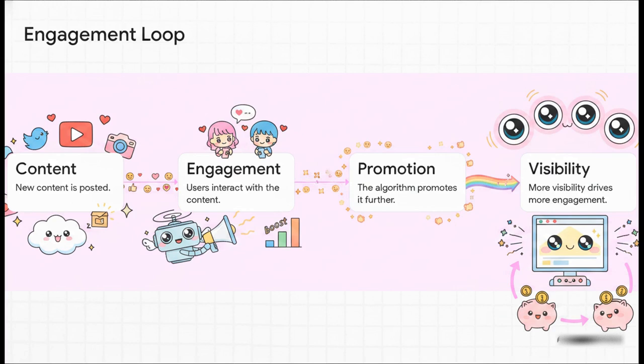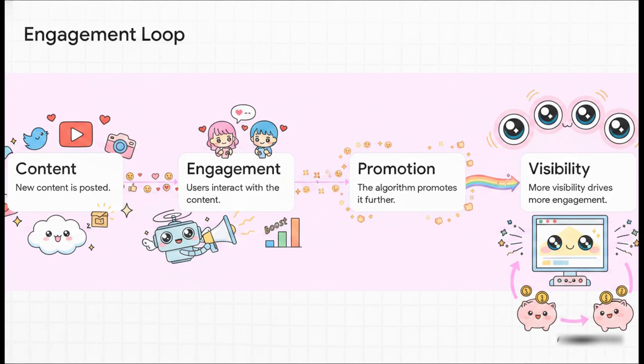And this brilliantly illustrates how it creates a self-reinforcing cycle, often called the engagement feedback loop. It's a four-step dance. Step 1, content is posted. Step 2, that content triggers user engagement. Step 3, the algorithm sees that engagement spiking and promotes the content further. Step 4, this leads to even more visibility, which drives more engagement, which prompts creators to make even more of that specific type of content.